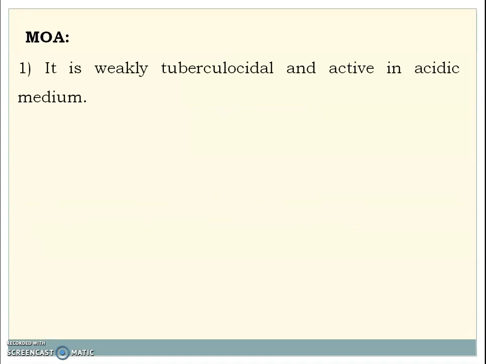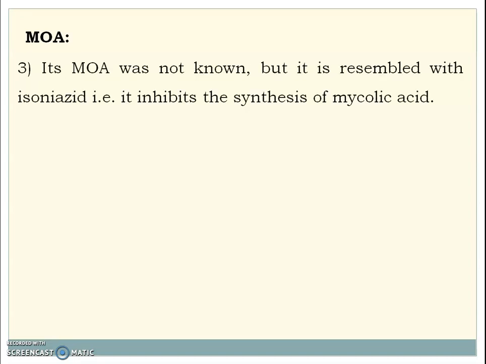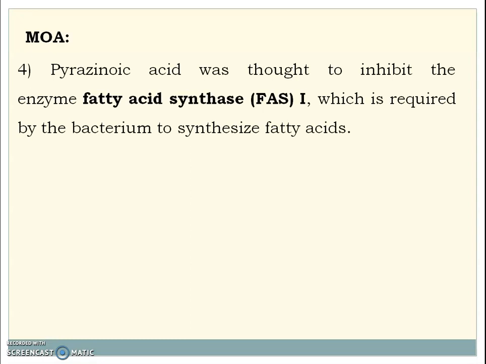Mode of action of pyrazinamide: it is weakly tuberculocidal and active in acidic medium. It is highly active toward the intracellularly located Mycobacterium tuberculosis. The mechanism of action is not known, but it resembles isoniazid in that it inhibits the synthesis of mycolic acid, which is required for the cell wall of the bacteria.